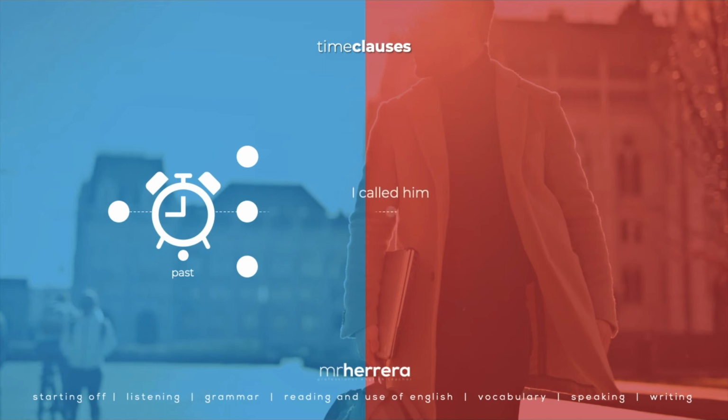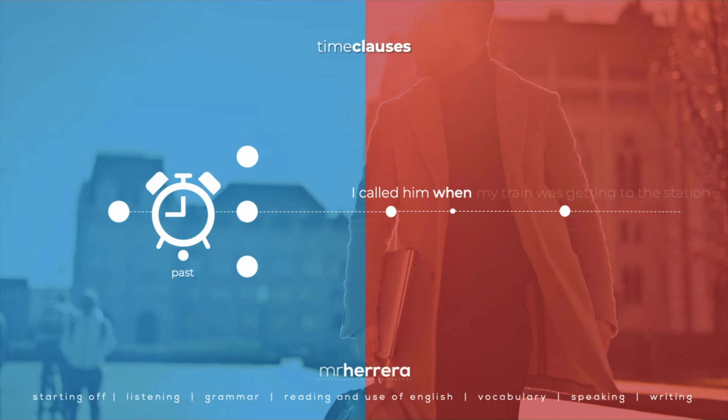Let me give you three examples. I called him when my train got to the station. As you can see, in my second clause, I am using the simple past. When I do that, the real meaning is that my train arrived and immediately afterwards I called.